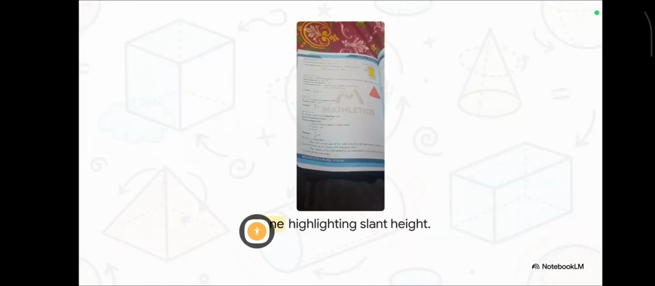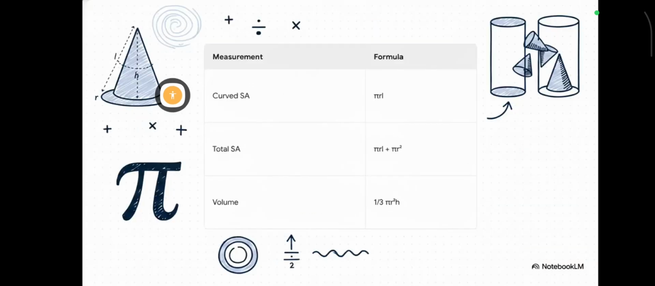See how the vertical height drops straight down to the center, while the radius forms the flat base, and that crucial slant height runs right along the angled outer edge? These 3 components form an absolutely perfect right triangle right there inside the cone. Let's look at the formulas and see how this builds our understanding.